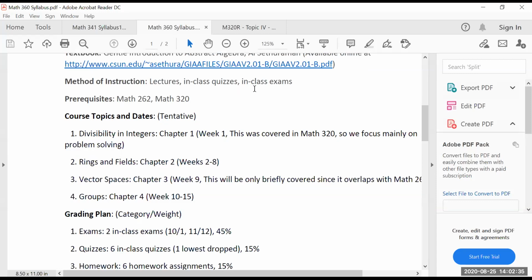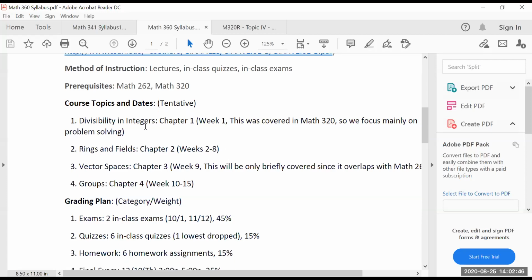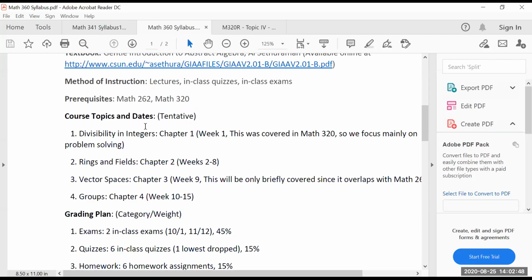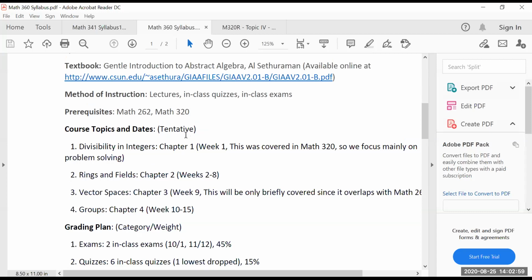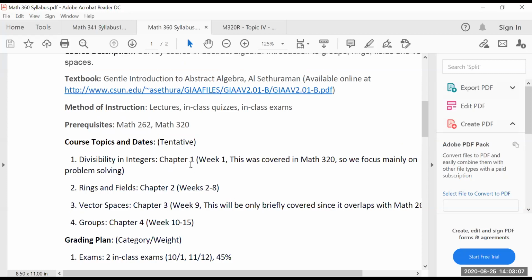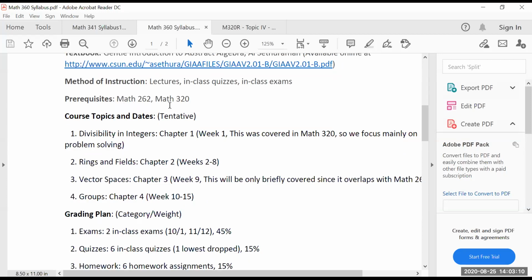The lectures and quizzes and exams are in class, particularly quizzes and exams are through the Canvas. So I will announce the dates of the quizzes and which material the quizzes cover on the Canvas. Also, homework and the due dates will be uploaded as an announcement on the Canvas. The prerequisite is Math 262 and 320.